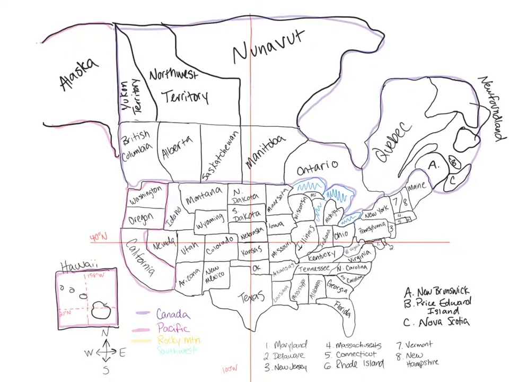Third color is going to be the Rocky Mountain states. Rocky Mountain states are going to be Montana, Idaho, Wyoming, Nevada, Utah, Colorado. Okay, so Utah, Colorado, up to Wyoming and Montana, over to Idaho, and down to Nevada. Okay.